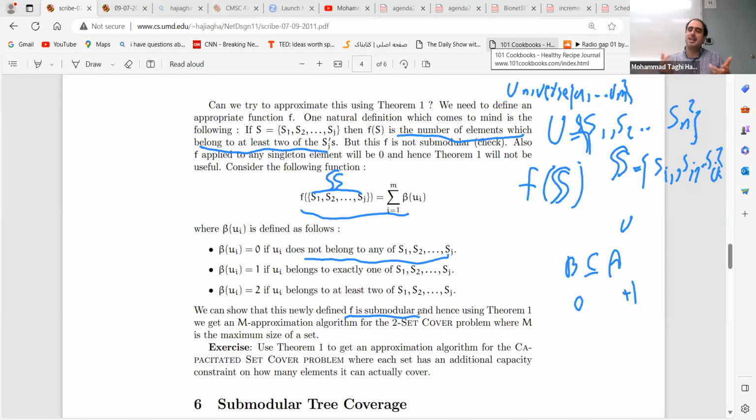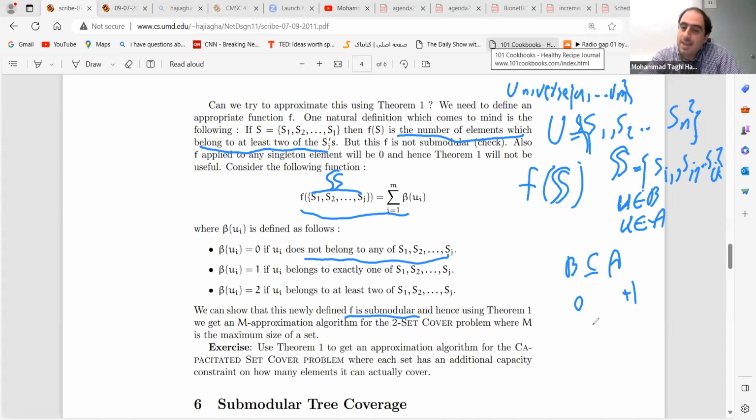Why? Again, now you can see that if you are adding an element to a larger set, there may be less benefit. Because in the previous case that I mentioned, U belongs to A, but U did not belong to B. So there was an element like this that was belonging to A. Now, if I add U here, I get +1 because it is covered twice, but here I also get some credit because it was not covered and is now covered once.